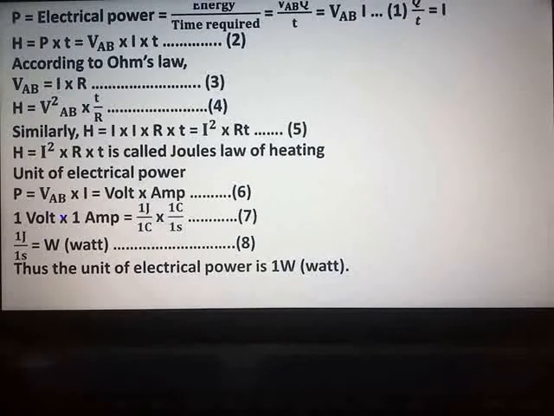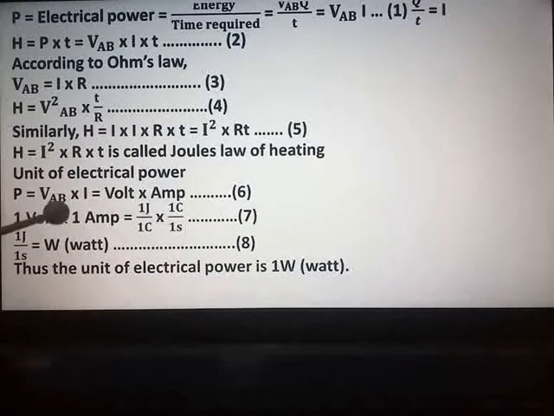Even though whatever I am telling you is not a part of your syllabus, unless you understand the base, what the heating effect of electric current is, you won't understand this concept. Now, how to derive the unit of electrical power? Power is V multiplied by I, that is potential difference multiplied by current. The unit of potential difference is volt and current is in ampere. So power is equal to volt into ampere.